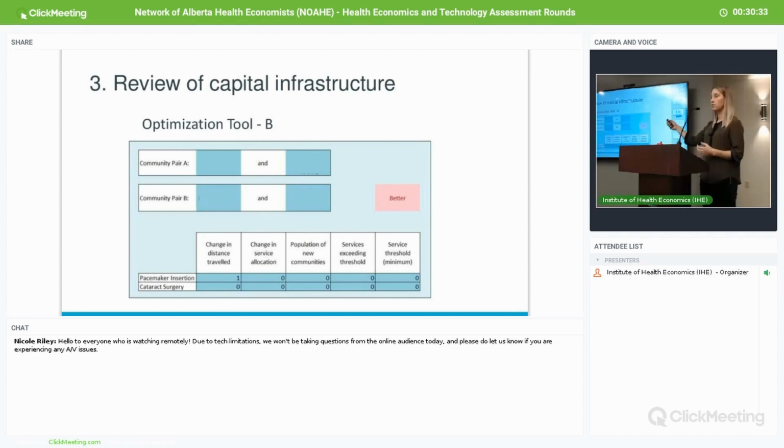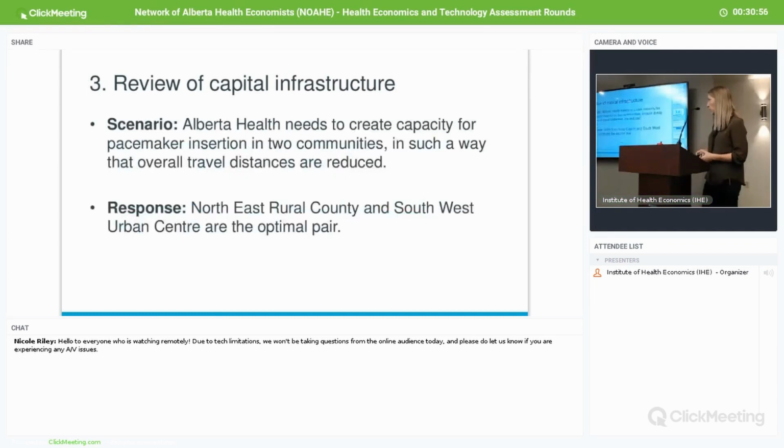So here, decision makers, whoever wants to use this tool, can drop down pairs of communities from these menus and compare them. So if you want to compare community pair A to community pair B, this indicator, which says better very clearly, will actually move to indicate whichever community is better. And in the same way, you can change your criteria at the bottom.